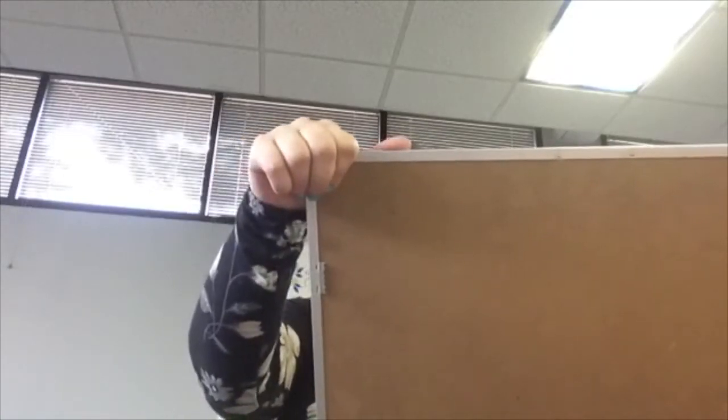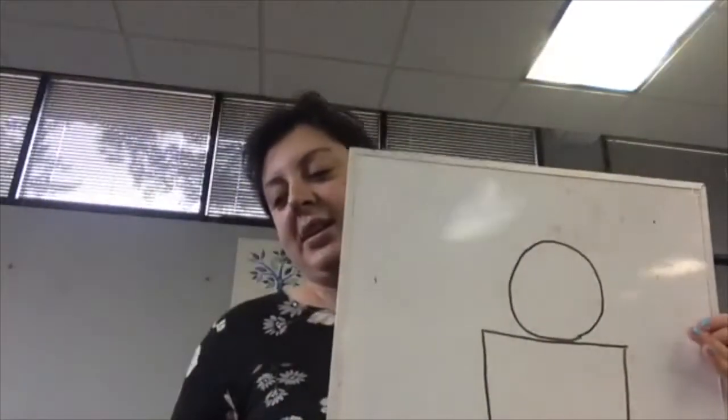I'm going to draw it and start singing. His body was made of a square, a square, a square. His body was made of a square, and his name was Aiken Drum.